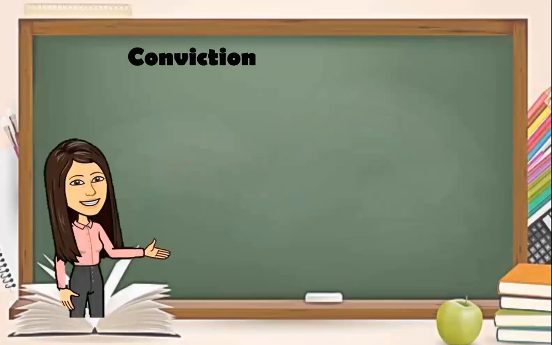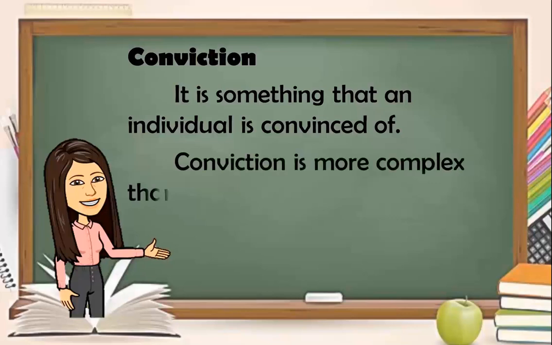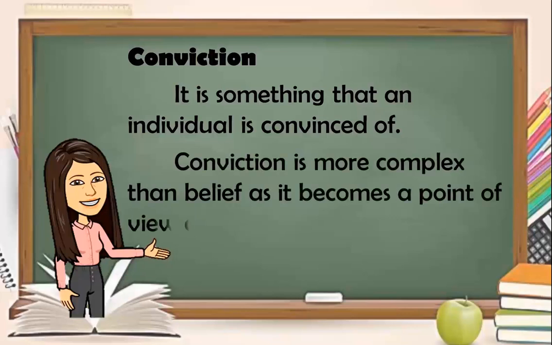A belief is also an opinion. That is why it cannot serve as the basis for a formal argument. Beliefs are very personal ideas and cannot be rejected because they express an opinion. On the other hand, a conviction is a bit different from a belief. A conviction is something that an individual is convinced of. To be convinced, you need to obtain all the related information. Based on the information that the conviction is built on, a belief changes with time and new experiences, yet a conviction remains the same. However, conviction is more complex than belief as it becomes a point of view of the world.